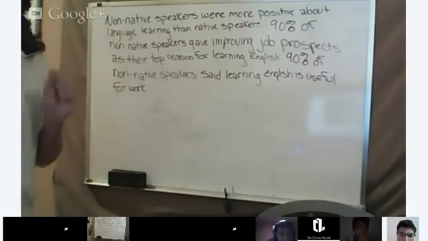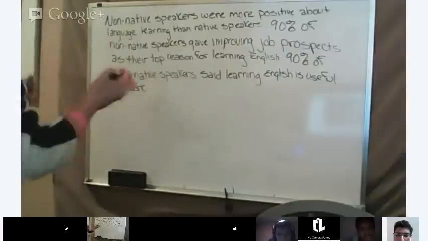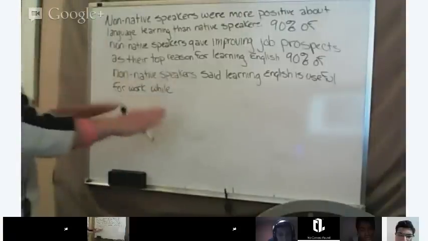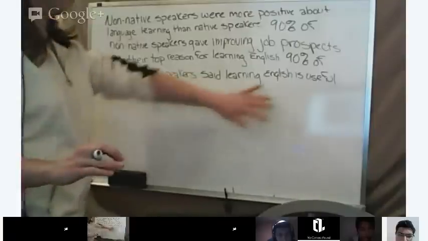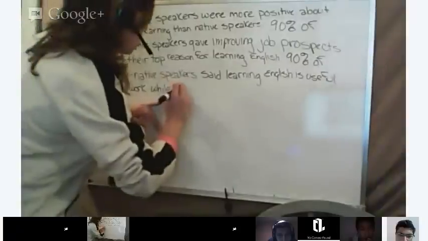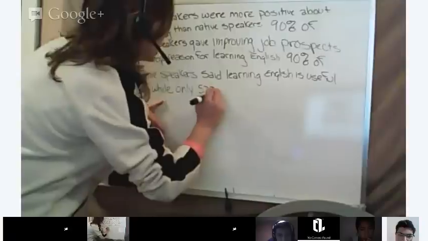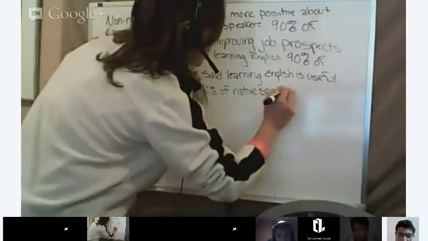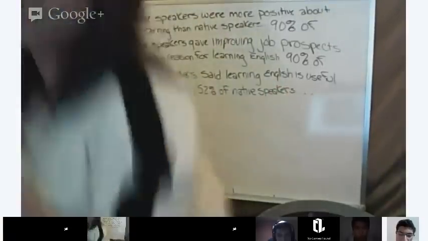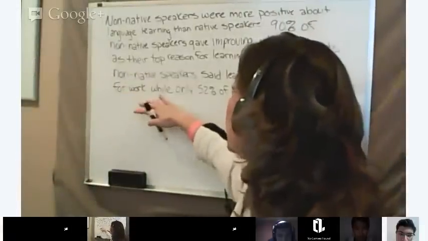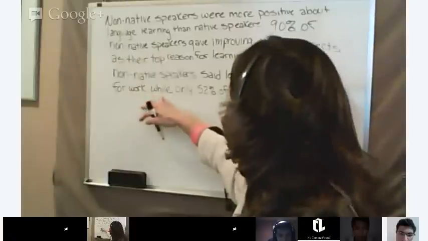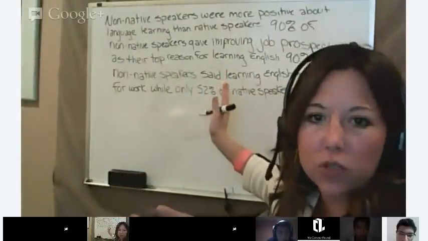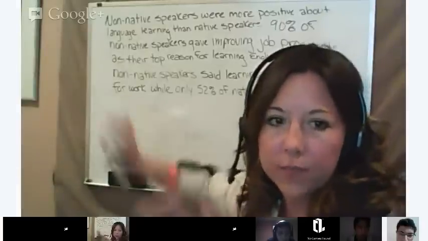And. First letter. However. Yeah, however, uh-huh. I was thinking of the word, I know this is probably one you guys probably haven't heard used in this way, but while. You could say 90% of non-native speakers said learning English is useful for work, while only 52% of native speakers. I'm not going to waste time writing that whole thing. You guys get the idea. But yeah, you could use while, however, although, or but. You could use and, but the effect of the comparison might not be as strong as if you used one of these linking words. Yeah.